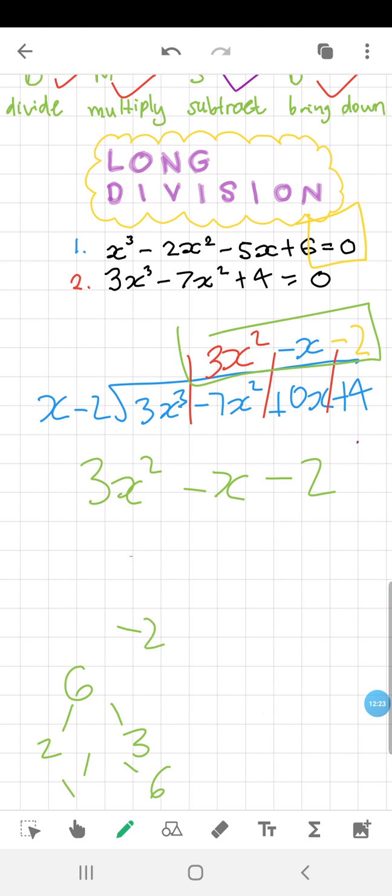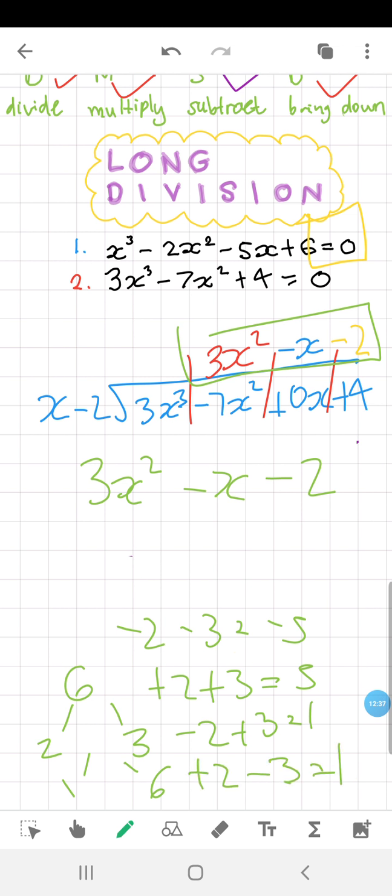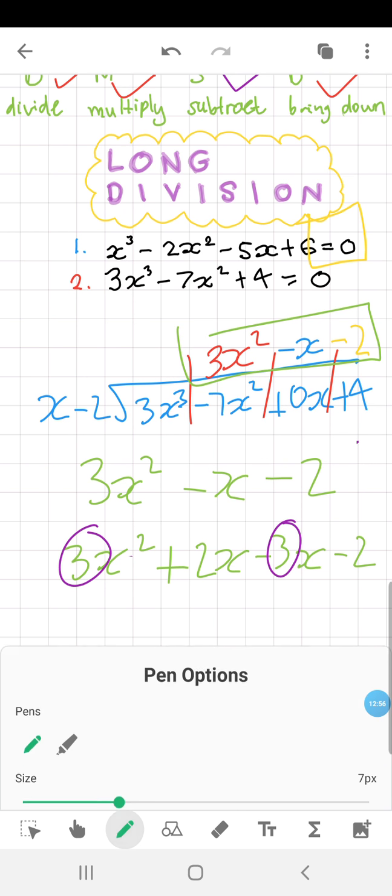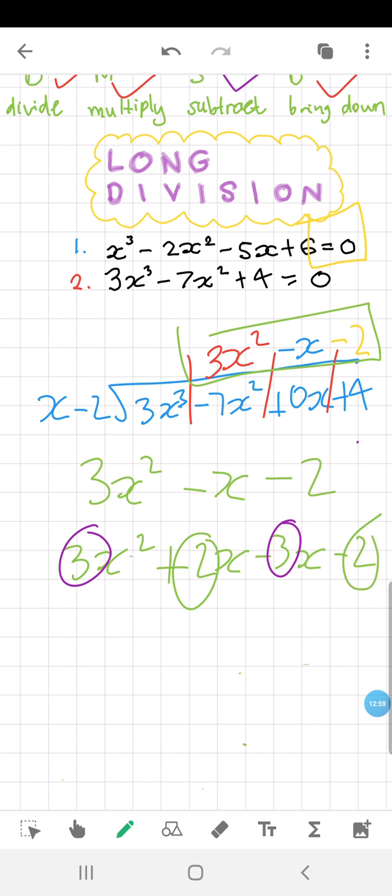Now, minus 2 minus 3 is going to give us minus 5. Plus 2 plus 3 is going to give us positive 5. Minus 2 plus 3 is going to give us positive 1. So plus 2 minus 3 should give us positive 1. So now it's going to be 3x squared plus 2x minus 3x minus 2. Now I'm just going to rewrite that, because when we're taking things out as common, it would be easier if we had the 3's on one side and the 2's on the other side. So I'm just going to rewrite that, so that will be easier for me.